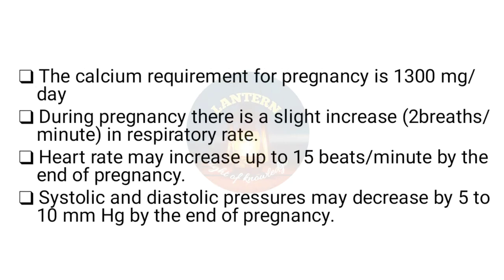The calcium requirement for pregnancy is 1300 mg per day. During pregnancy, there is a slight decrease, that is 2 breaths per minute, in respiratory rate. Heart rate may be increased up to 15 beats per minute by the end of pregnancy. Systolic and diastolic pressures may decrease by 5 to 10 mm of mercury at the end of pregnancy.